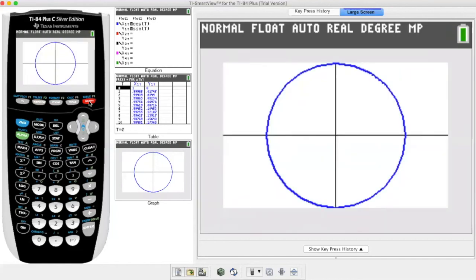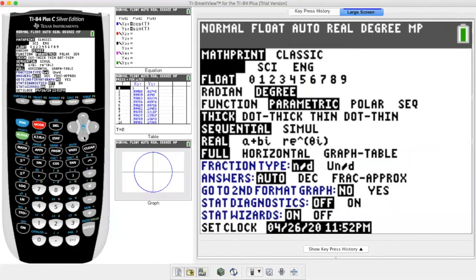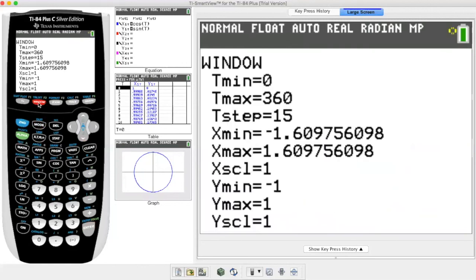And before we depart here, let me show you what you can do if you want to change from degrees to radians. So go back to Mode, click Mode, cursor down to Radians. Radians is blinking, click Enter. All right, now you might want to hit Graph, but I'm really telling you, you shouldn't. Click on Window.